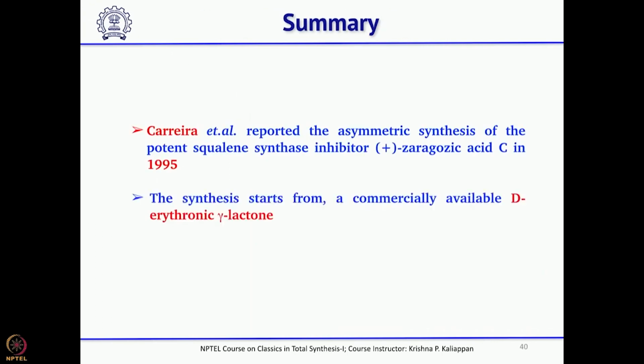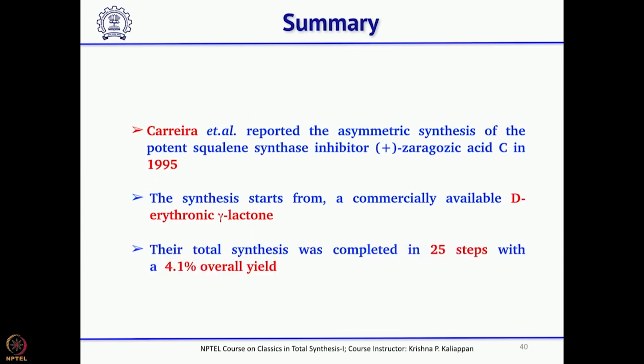So if you look at this synthesis, he started with commercially available T-erythrolactone. Overall he took about 25 steps, and yield was very good considering that it is a complex molecule, and he and his group took 25 steps. A 4.1% overall yield is a significant total synthesis among many complex natural products.